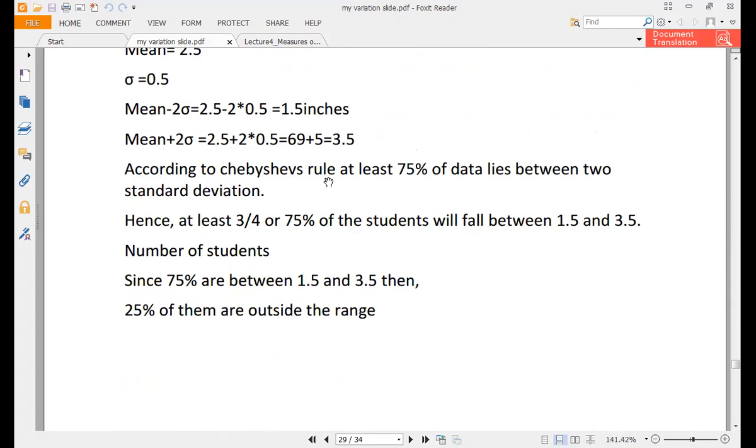So I will just say, according to Chebyshev's rule, at least 75% of data lies within two standard deviations. So that means 3/4 or 75% of the students will fall between 1.5 and 3.5. So that's the conclusion on that.